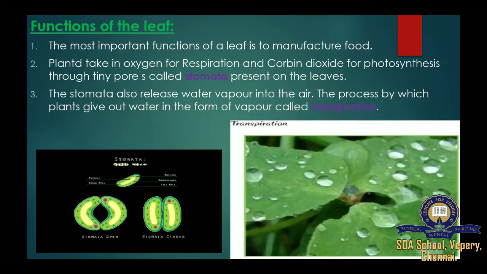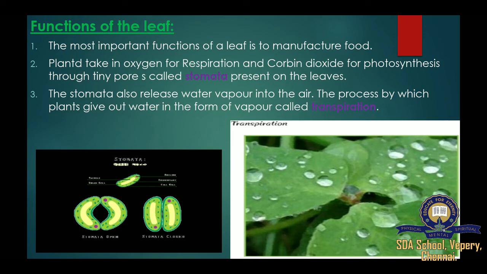Next, we will discuss the functions of the leaf. The most important function of the leaf is to manufacture food. The leaf possesses a green pigment called chlorophyll, which helps it use the energy of sunlight to make food from water and carbon dioxide. The process by which carbon dioxide and water combine to produce glucose and oxygen in chemical reactions is called photosynthesis. Plants use glucose as food.